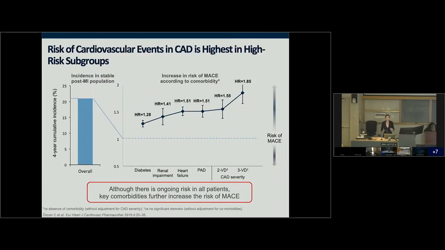Now, if we were to take a bunch of all-comers with a prior MI and set them as a reference point of 1, we know that patients that have additional comorbidities above just having an MI actually have a higher risk of a subsequent event. So these are the patients with diabetes, the patients with renal impairment, the patients with heart failure and peripheral arterial disease. And if you actually have coronary involvement in more than one territory, so in double vessel disease or in triple vessel disease patients, that risk of a subsequent cardiovascular event is much higher.